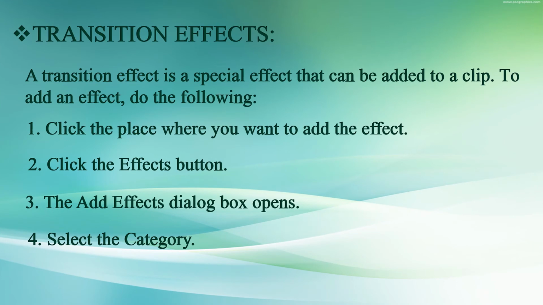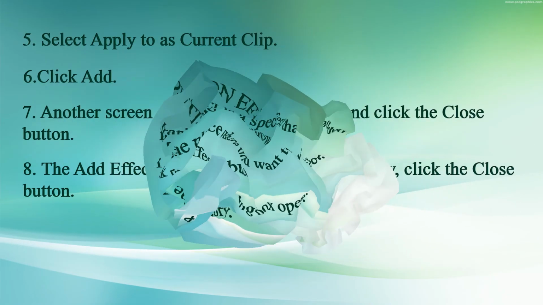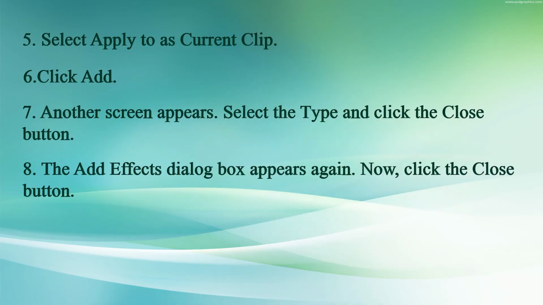Transition effects. A transition effect is a special effect that can be added to a clip. To add an effect to the clip, click the place where you want to add the effect. Click the effect button. The add effect dialog box opens. Select the category. Select apply as current clip. Click add. Another screen appears. Select the type and click the close button. The add effect dialog box appears again. Now click the close button.